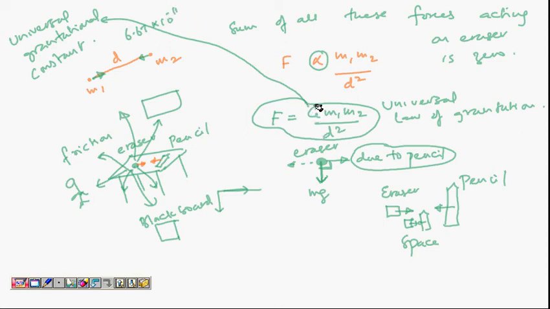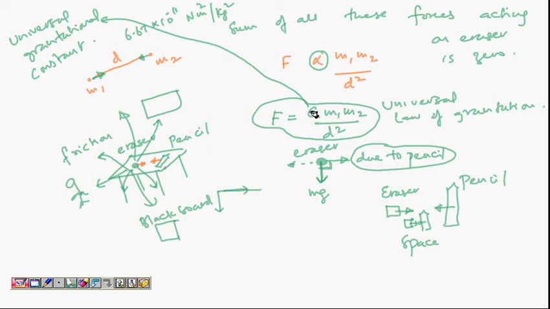And the unit, how to get its unit? Force is measured in newtons. Take d square there. D is in meters. So newton meter square per kg square, because when m comes down, it will be kg square. So newton meter square per kg square is the unit of gravitational constant.